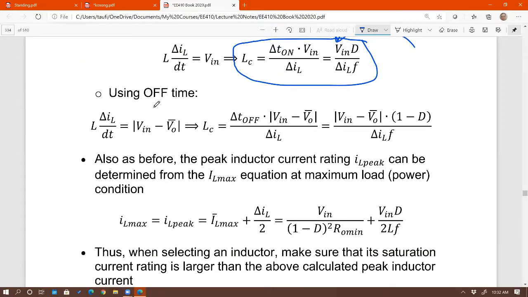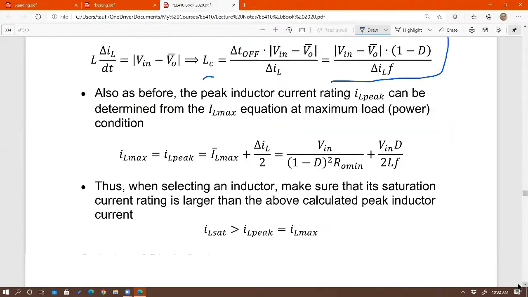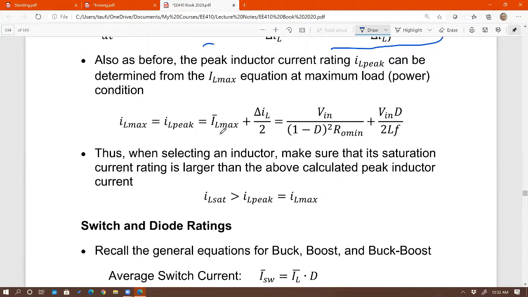Now I can also use off time instead of on time. You can see that if I use off time, it's a longer equation, but I'm going to put it right here just so that you know that we can use either one of the equations, and it should give you the same value for L and C. Okay. Moving on, IL max is equal to IL peak.